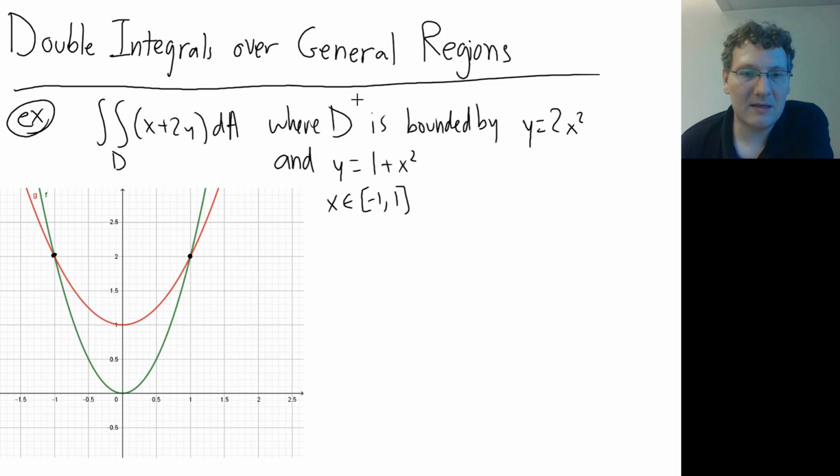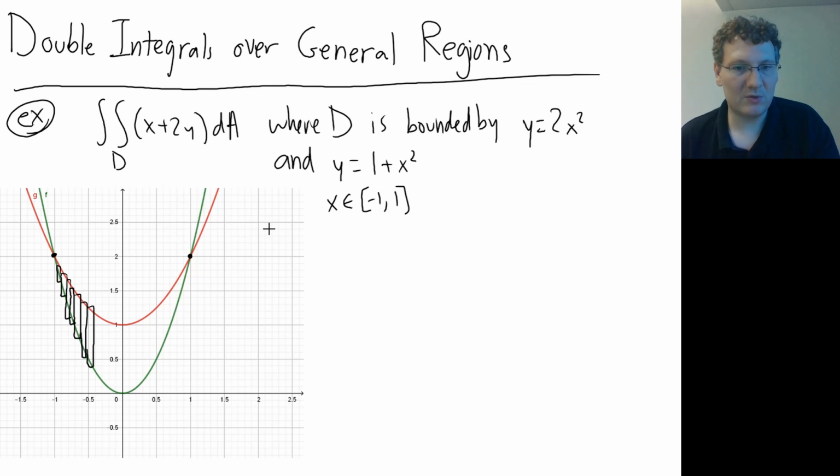So it seems like we want x to be between -1 and 1, but we don't want y to go all the way between two constants. y is going to have variable bounds, and so we're going to think of this in terms of a bunch of little rectangular regions that in a Riemann sum is going to limit to be this. You can picture that now.